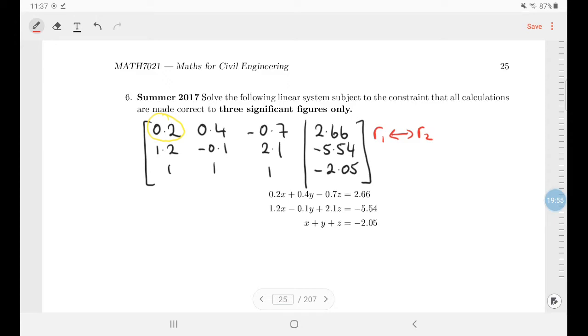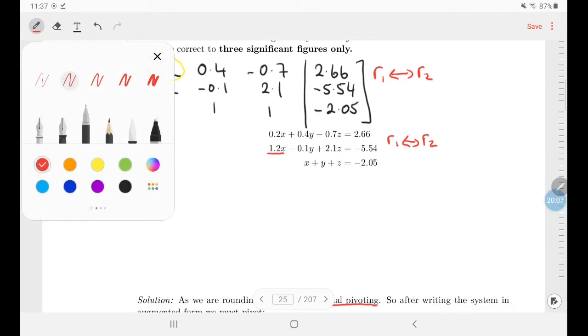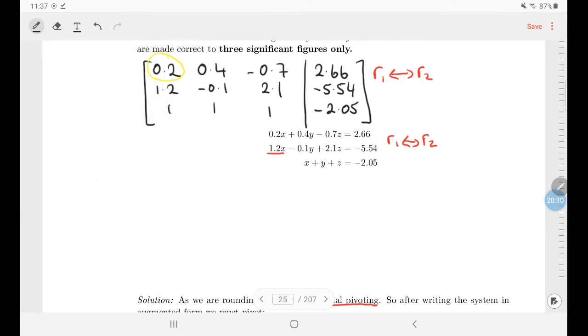You look at this and you just identify the biggest possible number and put that one first. So before writing it in, you do the partial pivoting, you swap row 1 and row 2, rather than wasting your time writing that. Okay. So we get, in that case, 1.2x minus 0.1y, 2.1z equal to minus 5.54.